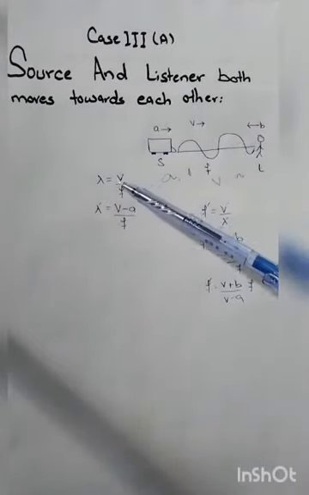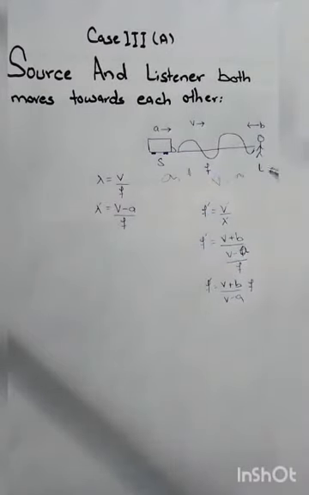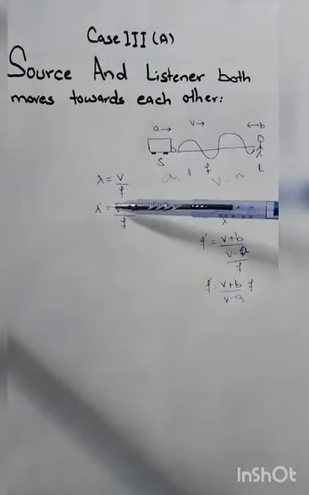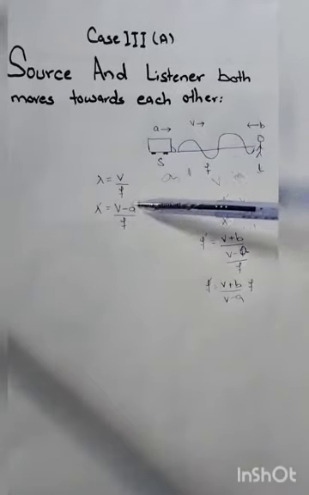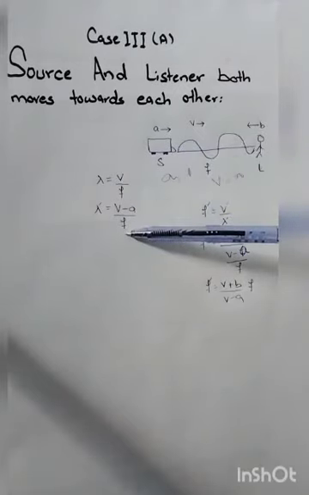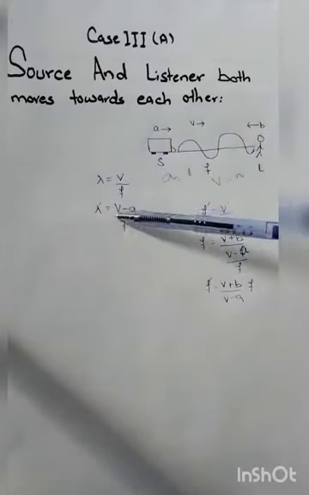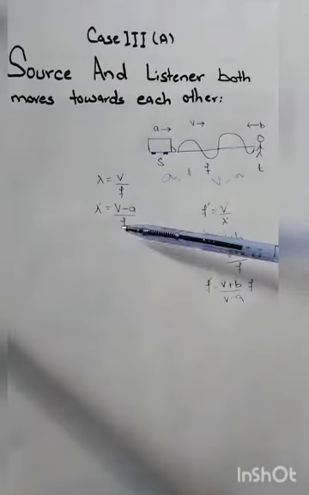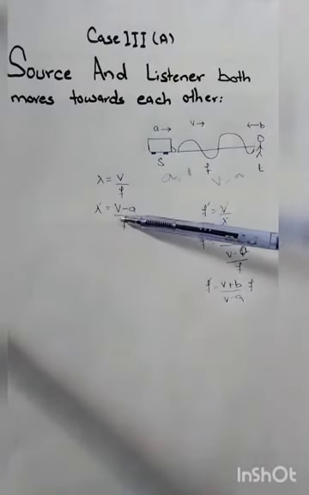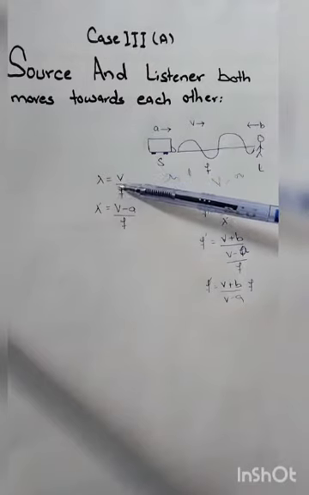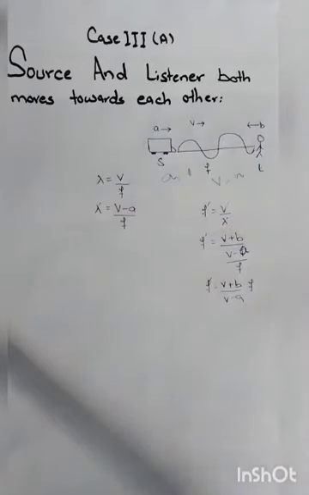So due to the change of the distance between the sounding source and listener L, the wavelength changes. The new wavelength due to the motion of the sounding source is V minus A by F, where V minus A is the distance between the sounding source and listener. This expression shows that the wavelength decreases from the original wavelength. So the wavelength decreases when the sounding source moves toward the listener.